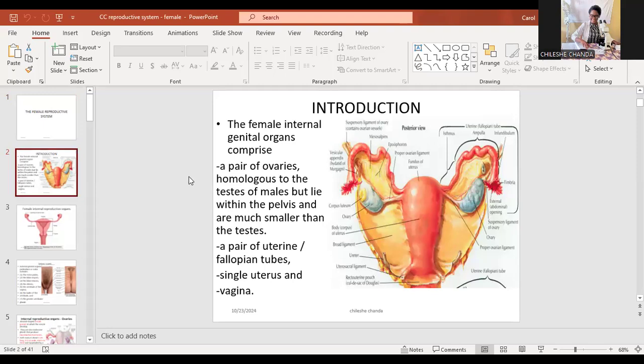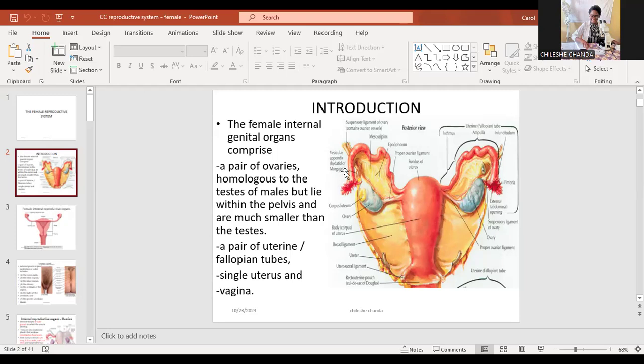The internal reproductive organs include paired ovaries. These ones over here are homologous with the male testis. They're the endocrine part of the female reproductive system. They are the ones that produce hormones needed for reproduction, okay?